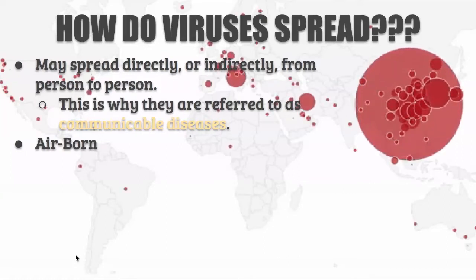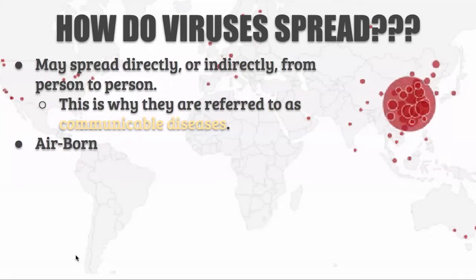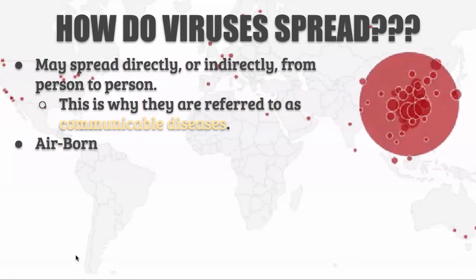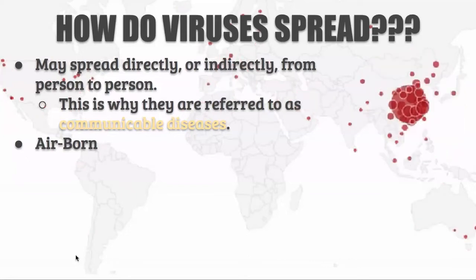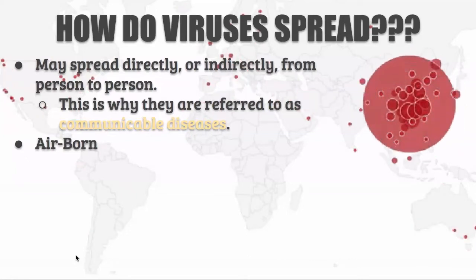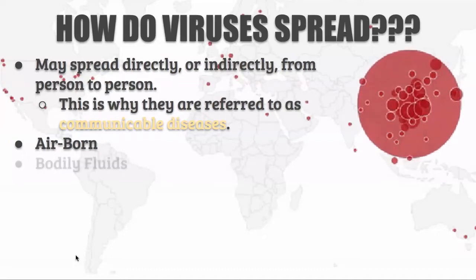Now, generally, it's only going to go about 6 feet away. That's as far as it can go when it's in the air, because after about 6 feet, gravity starts to take its toll on it and it falls down to the ground. So you can still get it past that 6 feet, but nonetheless, it's going to be harder for it to reach you airborne. Some of them can be spread through bodily fluids.